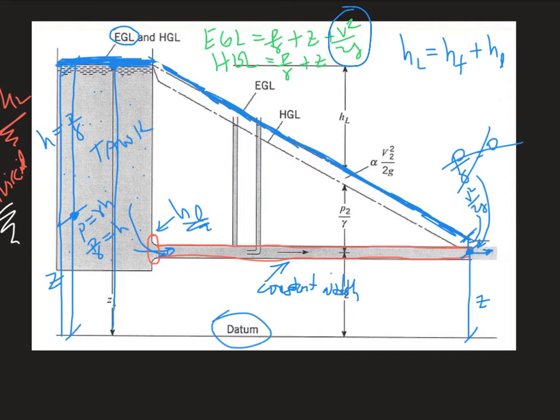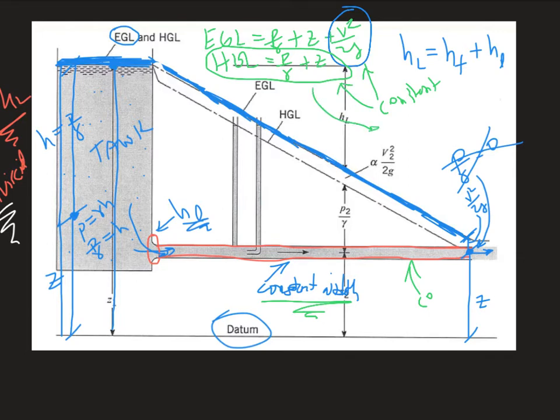Now notice this pipe has a constant diameter. Oh, I've already said that. It's got a constant width. So because of that, V squared on 2g is going to be constant, which means the distance between the HGL and the EGL will also be constant. EGL minus HGL equals V squared on 2g, which is the same the whole way down. So it's going to be the same right here, as it is right here, all the way down.